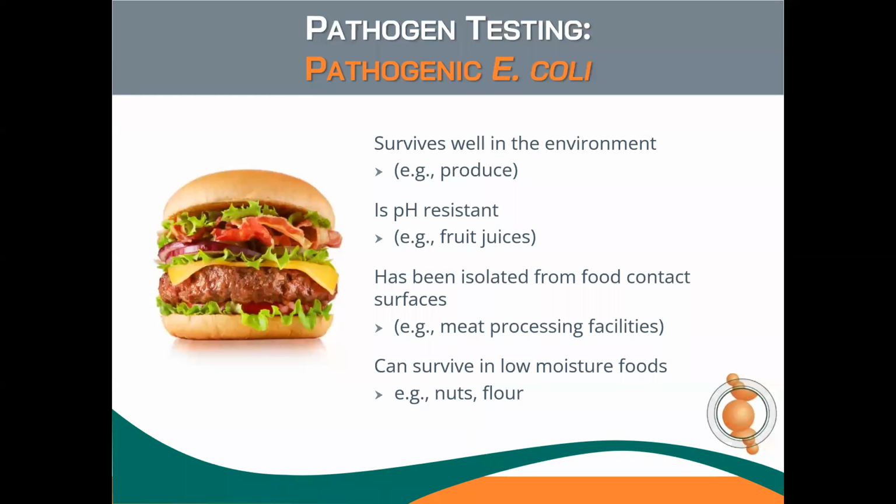Next on to pathogenic E. coli. So that's that E. coli O157 that I mentioned a little bit earlier. It does survive very well in the environment. For example, we hear about it a lot on produce. It is pH resistant. So again, in some of our fruit juices, those lower pH, it is resistant and can really survive in those.